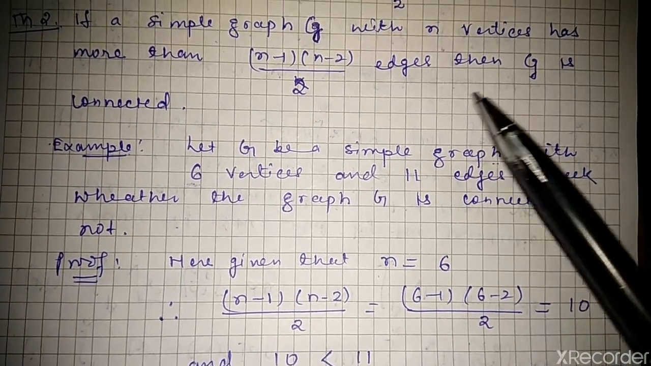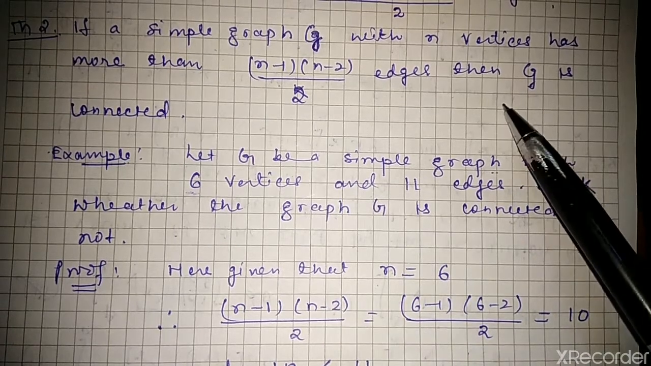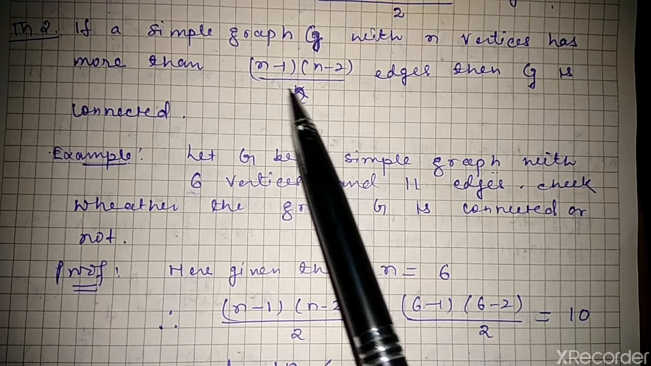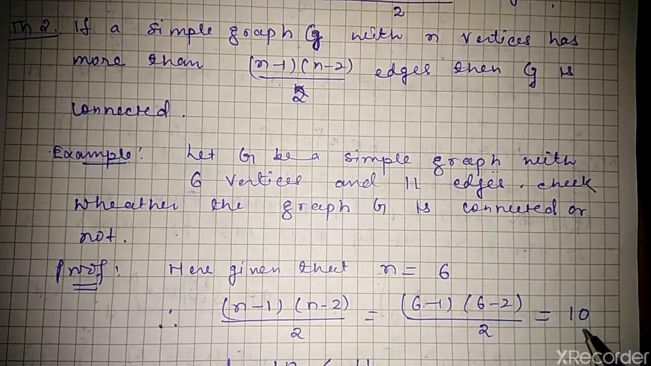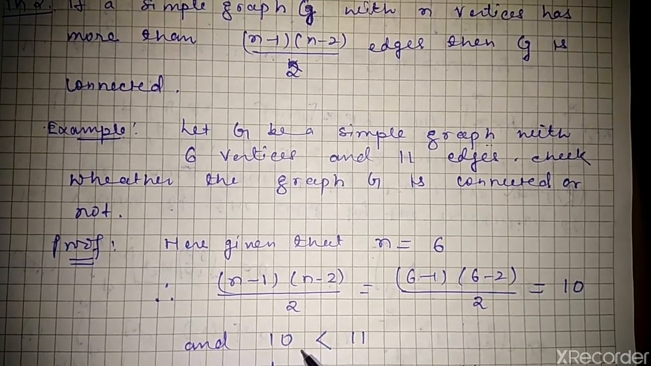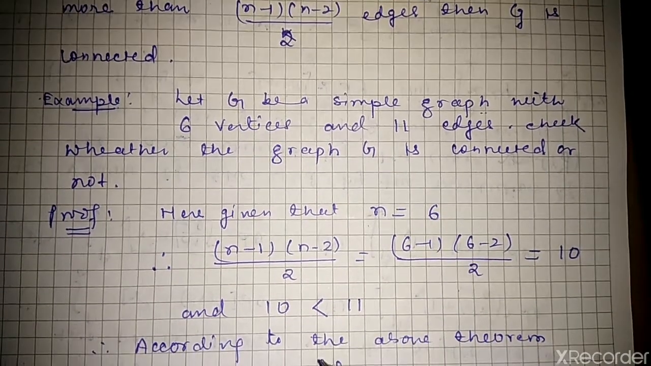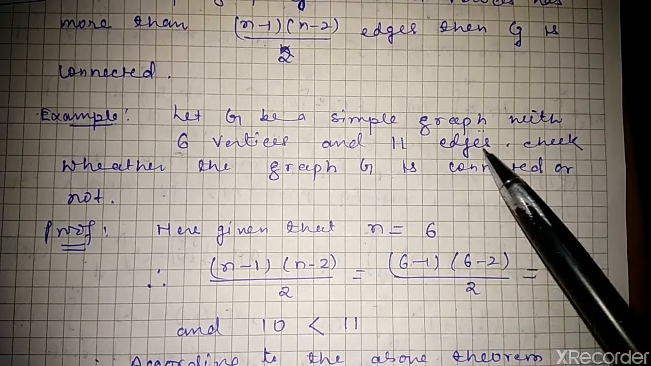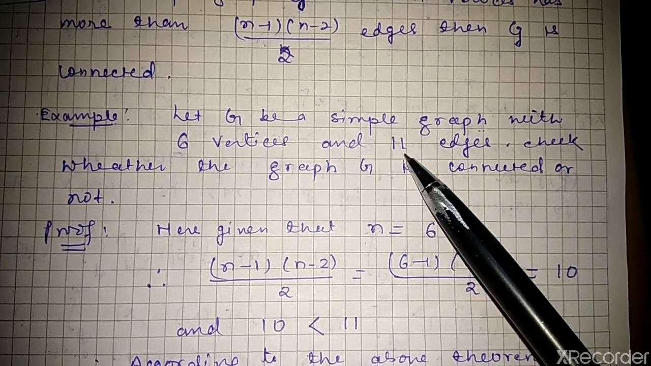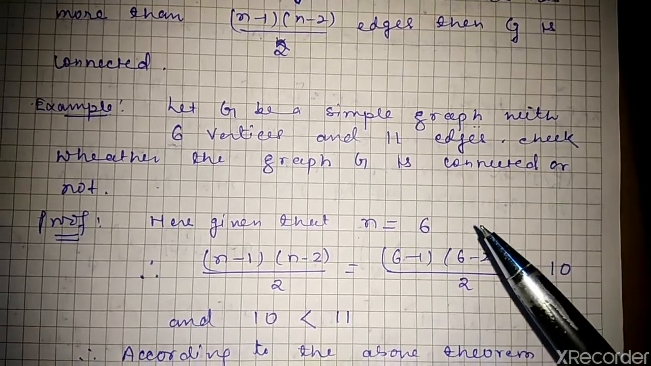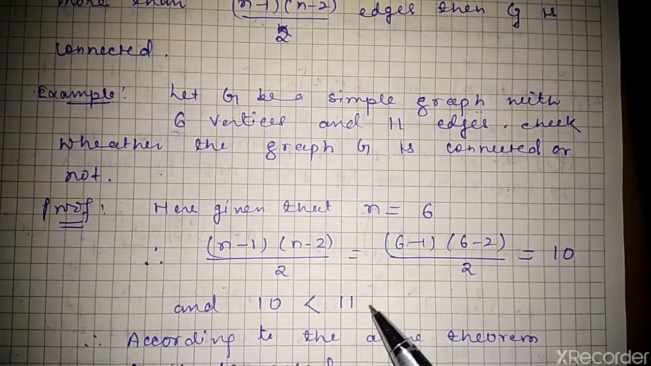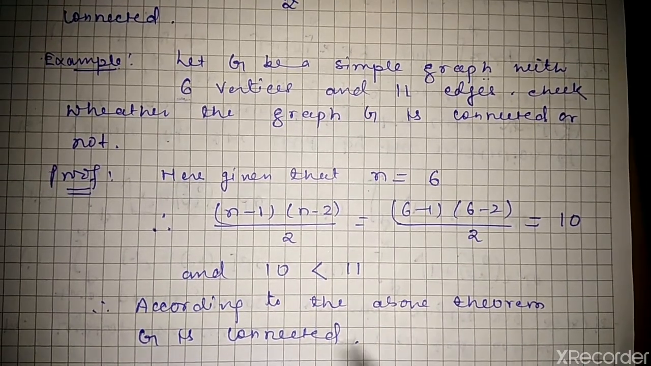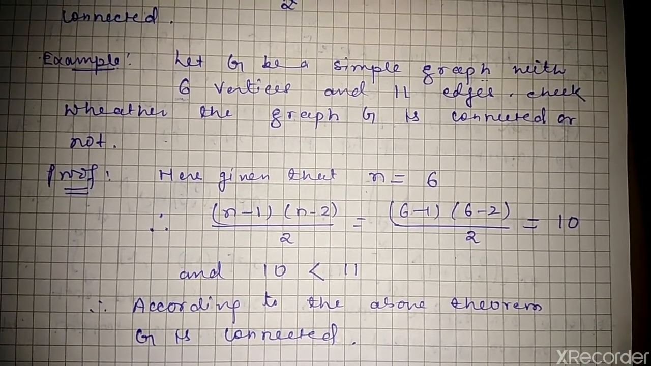Fine. And what we see in this theorem is that n vertices has more than this many edges. Here we get 10, and 10 is less than 11. And why 11? Because it is given in the question that there are 11 edges. So we have to compare with this number of edges, that is 11. Here we see that 10 is less than 11. Therefore, according to the above theorem, G is connected. So this is very important.